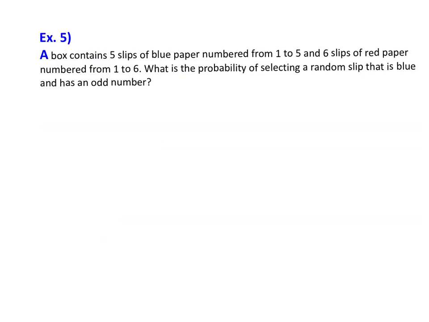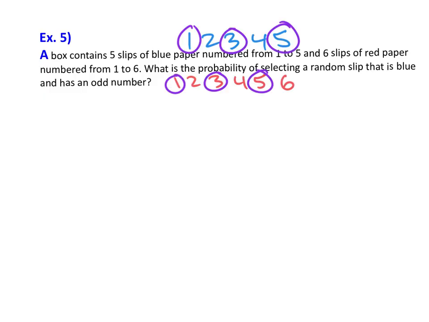A box contains 5 slips of blue paper numbered 1 to 5, 6 slips of red paper numbered 1 to 6. What's the probability of selecting a random slip that is blue and has an odd number? Okay, so blue paper numbered 1 to 5. So there's our red numbers and our blue numbers. Now, which of them are odd? So it is the odd numbers that is our sample space, because we're looking to see the probability of selecting a random slip that is blue and odd. So the odd numbers are our sample space, and there are 6 odd numbers.